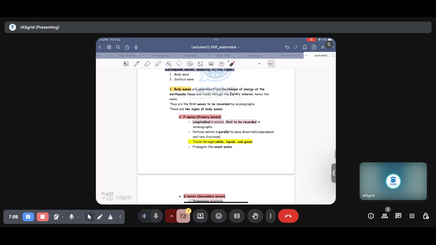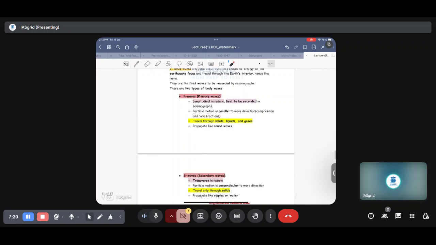And these are the first waves to be recorded by the seismograph, obviously, right? And these can be differentiated into two waves. One is primary, and the other one is the S wave, also known as secondary. Primary waves are longitudinal in nature, first to be recorded in the seismograph. Particle motion is parallel. For example, this is how the waves are traveling. Now, these are compression zones and these are rarefaction zones, right?